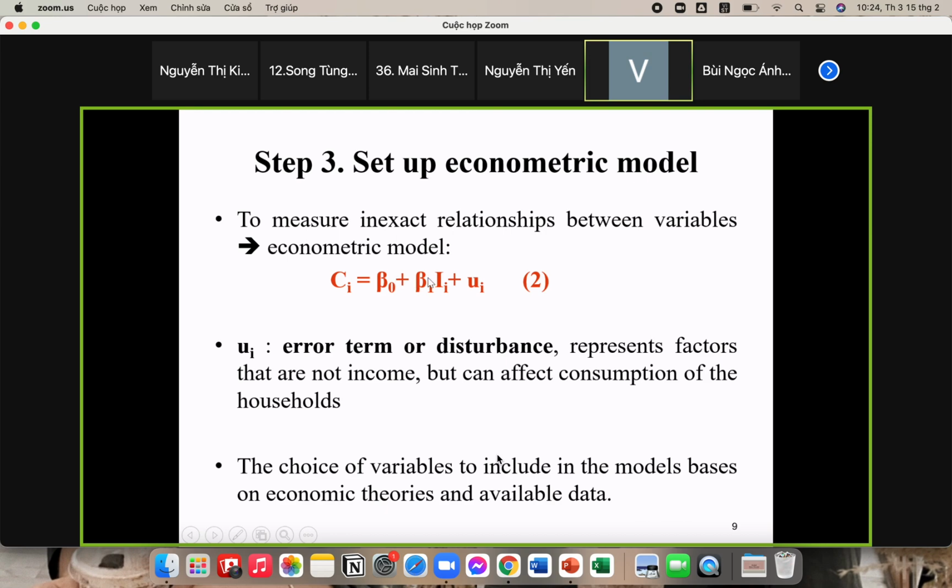But because of some reasons, we do not include them in the model. But it doesn't mean that they do not exist. So according to the econometrician, we cannot set up an exact model, a mathematics model reflecting an exact relationship between income and consumption, because in fact it's not like that. Consumption depends not only on income but on other factors. So when we set up a model, we need to consider the existence of the other factors besides income.